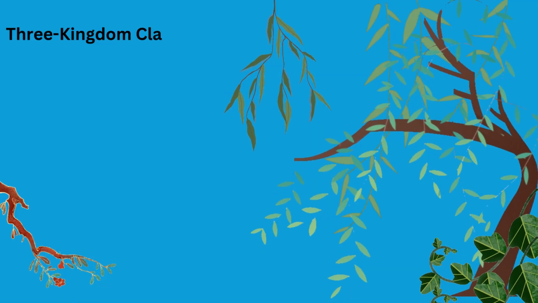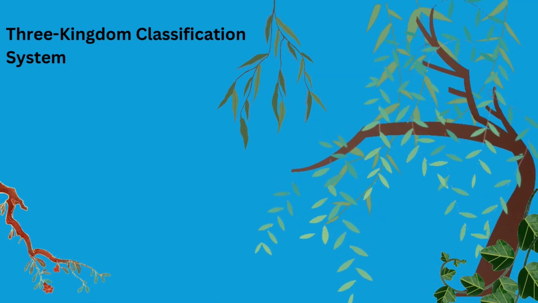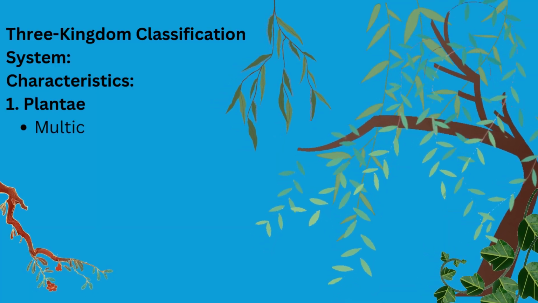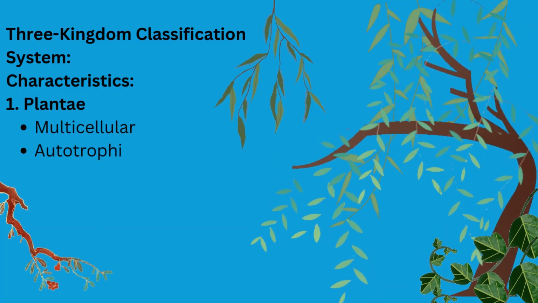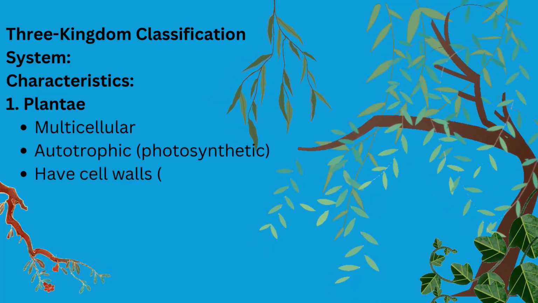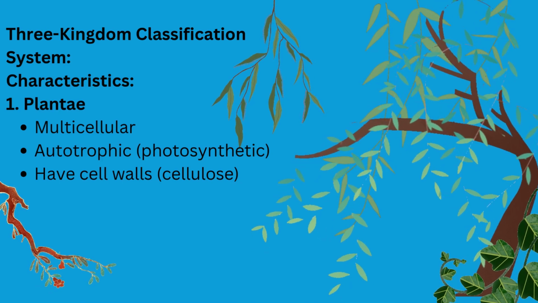The characteristics of kingdom Plantae in the three-kingdom classification system were that they were mostly multicellular and autotrophic, meaning they could synthesize their own food by the process of photosynthesis, and they had a cell wall made up of cellulose.